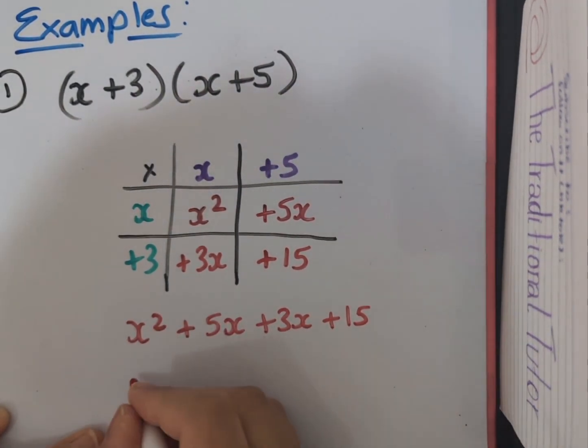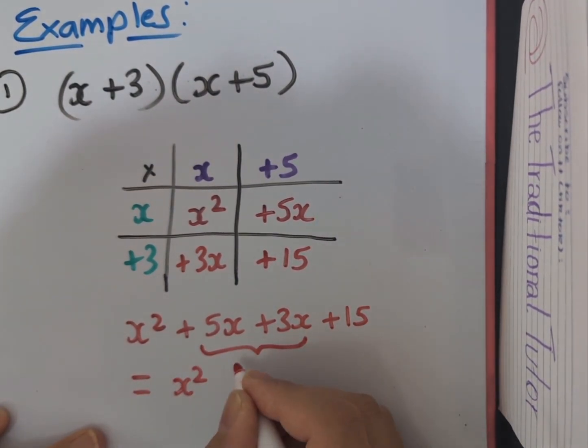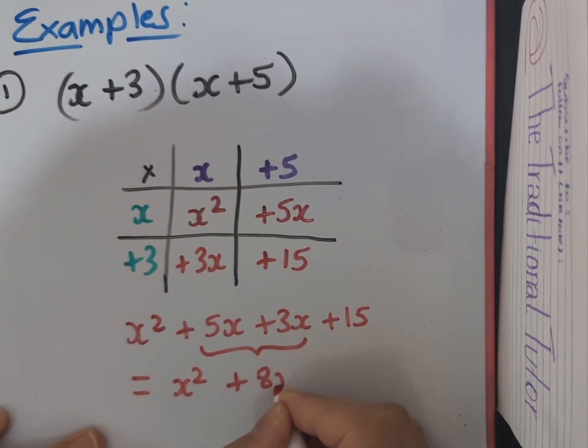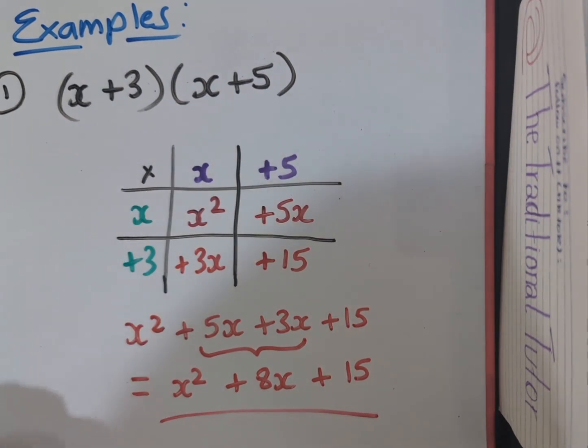And then I can collect my like terms, which is adding these two numbers here. So I've still got my x squared. This turns out to be 8x, and then plus 15, okay? And that's my final answer.